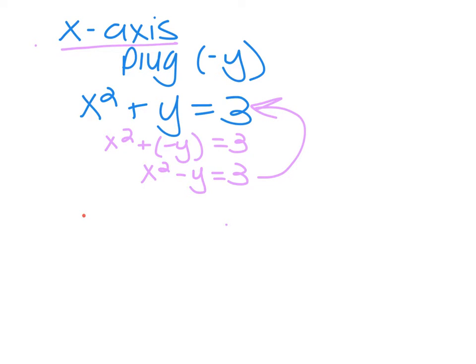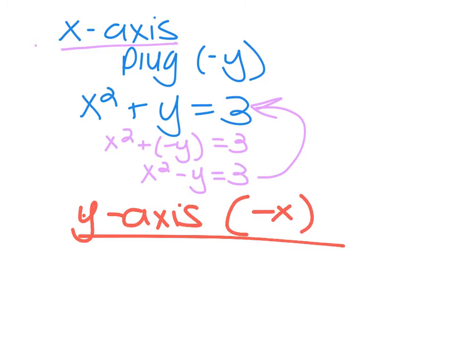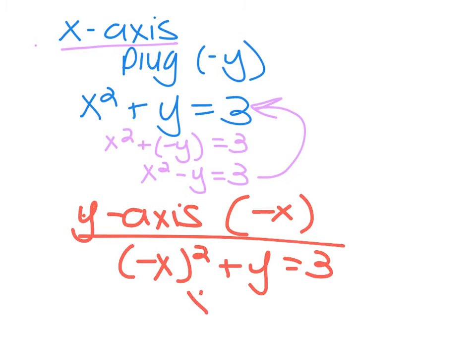Then you want to check for the y-axis. For the y-axis, I plug in a negative x. So I'd get negative x squared plus y equals 3. When I square a negative, it goes back to being positive. So this time it matches my original, symmetric to the y-axis.